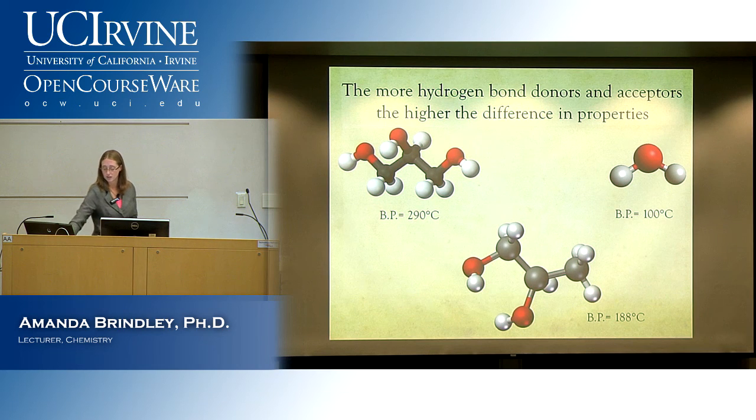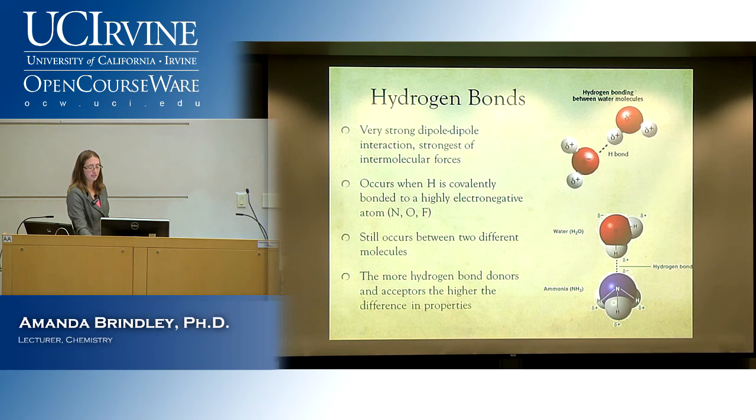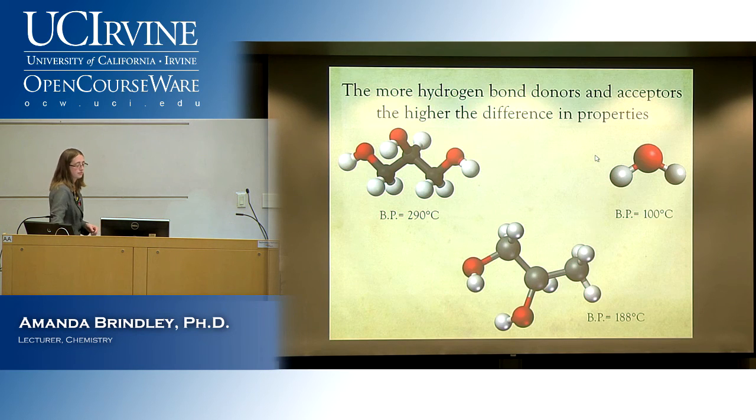Okay? What I mean by acceptor and donor, this is a hydrogen that's being sort of donated to this bond. So it's the donor and this is the acceptor. Okay, so here we have three. Notice you have a really, really high boiling point, 290 degrees Celsius.